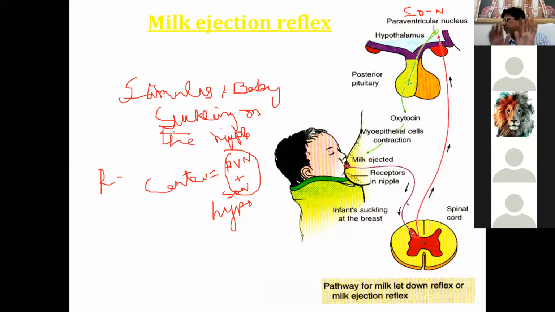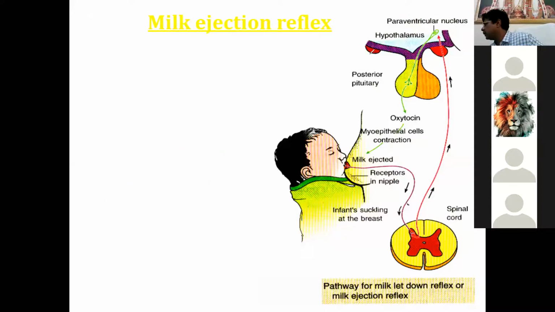So this is a very, very frequently asked question in postpartum women. What do you mean by postpartum? After delivery. After delivery in women, you see this reflex. And because you have one limb neural and the other limb hormonal, this is called a neuroendocrine reflex. Understood? So what is the other neuroendocrine reflex? The other neuroendocrine reflex is parturition. What do you mean by parturition?